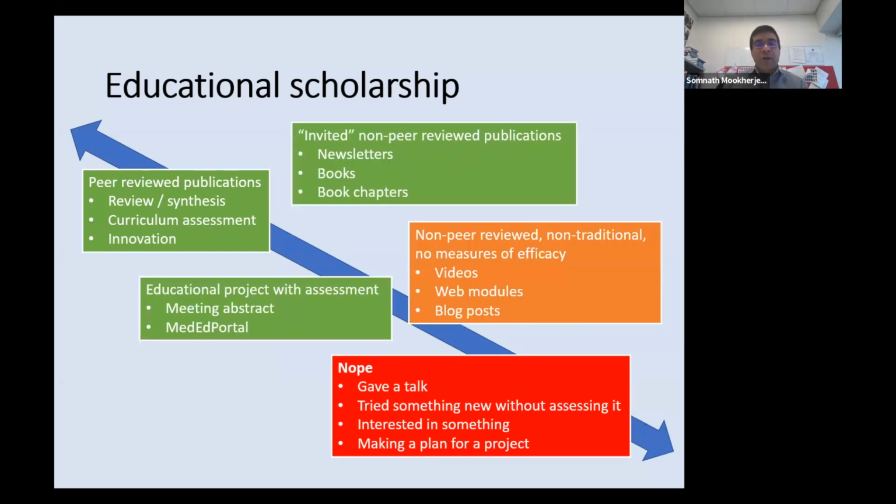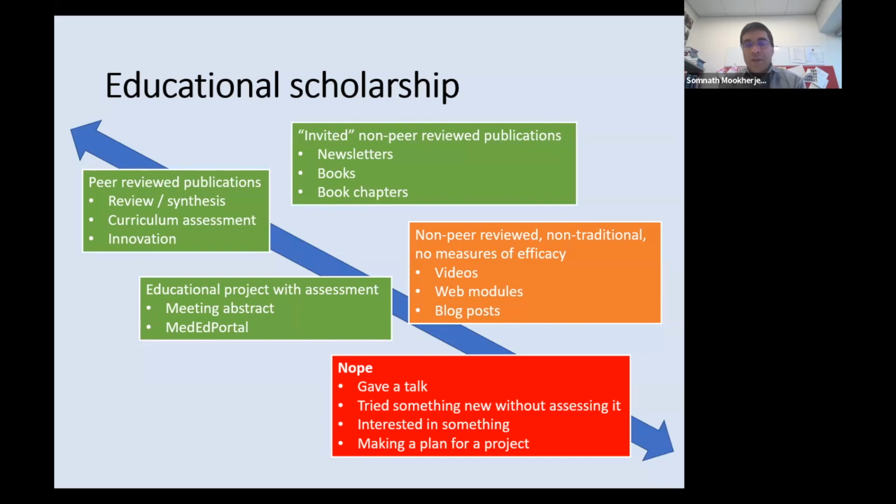In the teaching portfolio, there's a lot of stuff in this in-between territory that you can make count as educational scholarship, and it really enhances and enriches how you're portraying your career as an educator in the teacher's portfolio. So things that are invited but aren't peer-reviewed, newsletters, books, chapters, those are scholarly work. Some, like a meeting abstract, MedEd portal, which actually is peer-reviewed, so that might go under peer-reviewed as well.